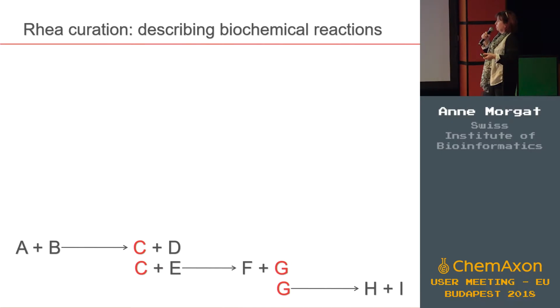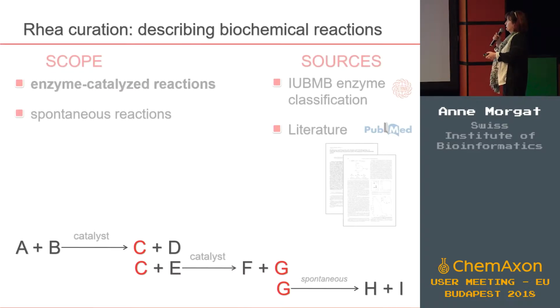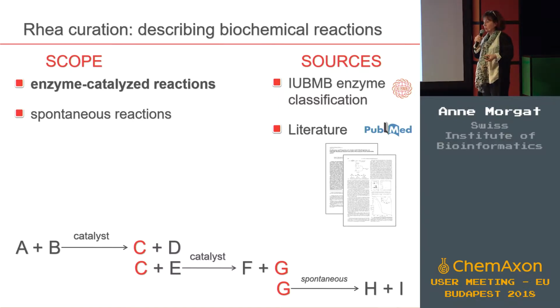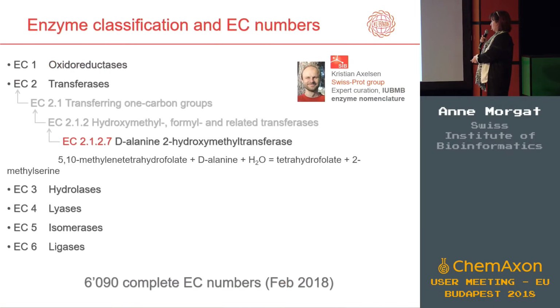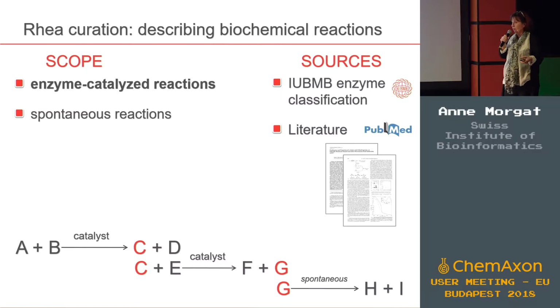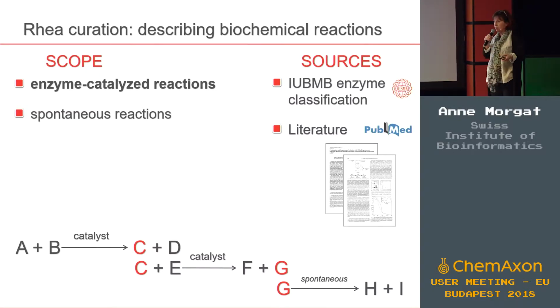The scope of RHEA, the aim of RHEA, is to describe precisely biochemical reactions. Our scope is to describe enzyme-catalyzed reactions, but we also need to describe some reactions that can occur spontaneously in the cell. So we need to have catalyzed and spontaneous reactions. The source of our reactions comes from the IUBMB enzyme classification and also from literature.